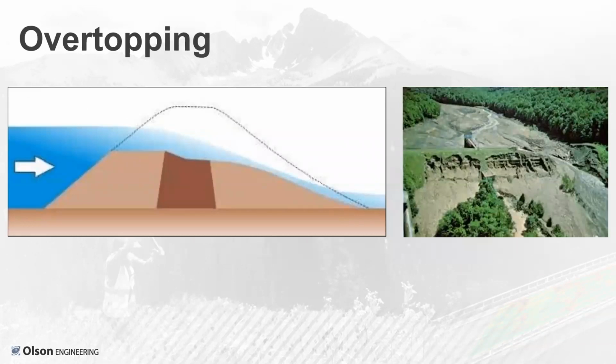And then overtopping. Here we have a picture on the left that's just a cartoon of what the original dam profile was in the dashed line, the water flow, and then what the dam profile is now as the overtopping has removed a significant portion of the material comprising the dam, and then a picture on the right of what that may look like in reality.